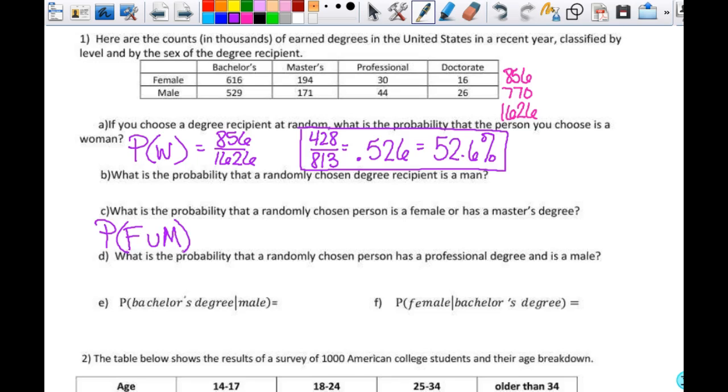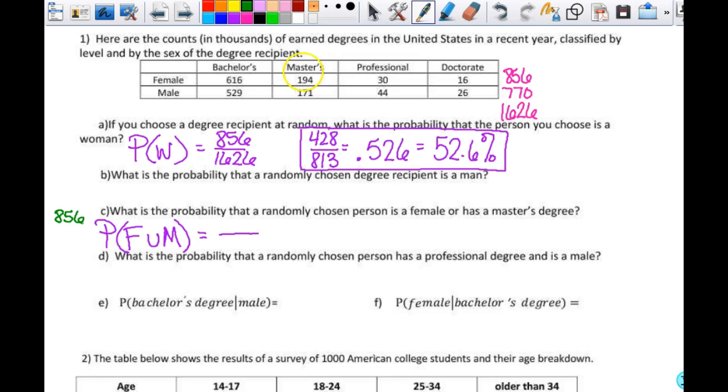So instead of doing two things and adding them together, I'm going to do this all at once, looking at female or a master's degree. Do I need to use the total number of females somehow? Yes. Do I need the totals for the degrees, you think? Maybe, maybe not. We'll see. So I'm going to use the 856. I know that, right? But I need more than that. What do I add to the 856?